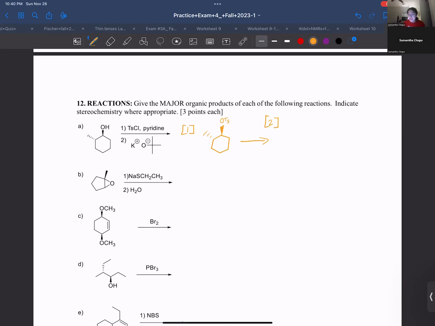Reaction 2. So big bulky base, and whenever you see potassium tert-butoxide, it's usually going to be an elimination reaction. And so let's see what we'll do here. It's a strong nucleophile, so it's probably going to be E2. E2 reaction. E2 needs antiperiplanar, so that means that your leaving group and your beta hydrogen have to be in different spatial orientations. There you go. And so this hydrogen right here, same spatial orientation, but this hydrogen right here, different spatial orientations. So these two are antiperiplanar to each other, so I can do my elimination reaction on that side.